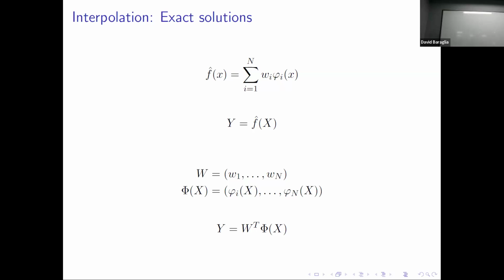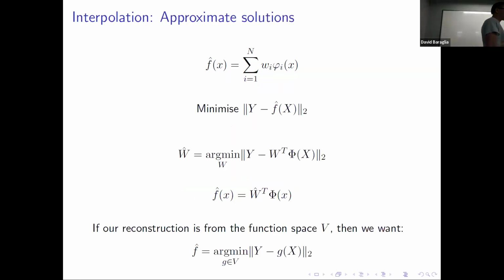We want the matrix to be full rank. And a sufficient condition to ensure this is if all our basis functions together form an orthogonal basis of the function space that they span, then that's enough to guarantee that we can solve this exactly. But if we can't solve it exactly, we can at least approximate things.